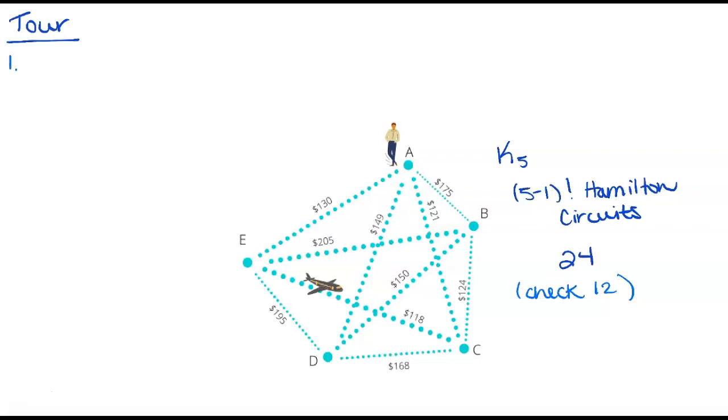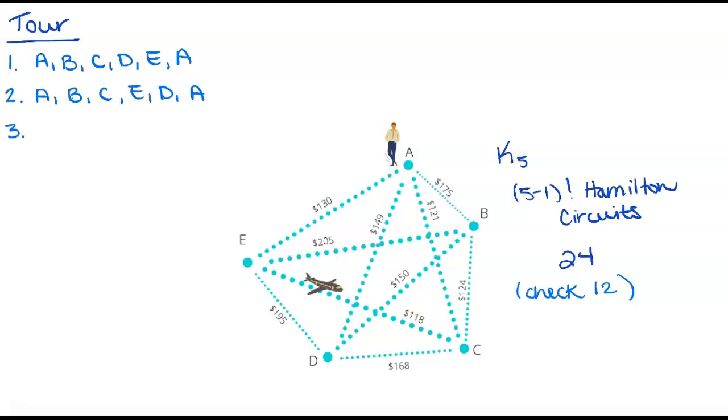We'll start with the simplest case of going from A to B to C to D, E, and then back to A. I like to work in a methodical order to hopefully prevent missing a tour. So for my second tour, I'll start by going A, B, C, but then I'll switch the last 2. I'll go to E and then D before returning to A. Notice that those are my 2 options that start with A, B, C.